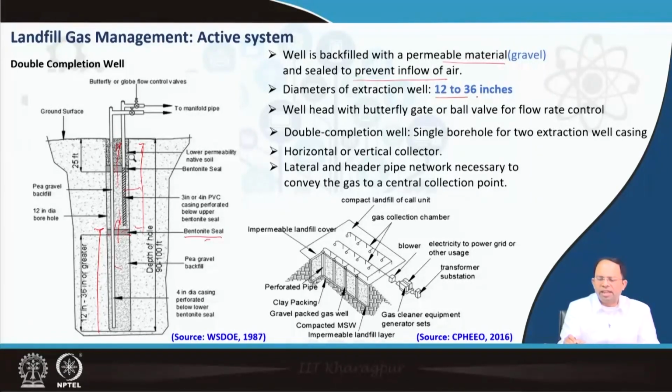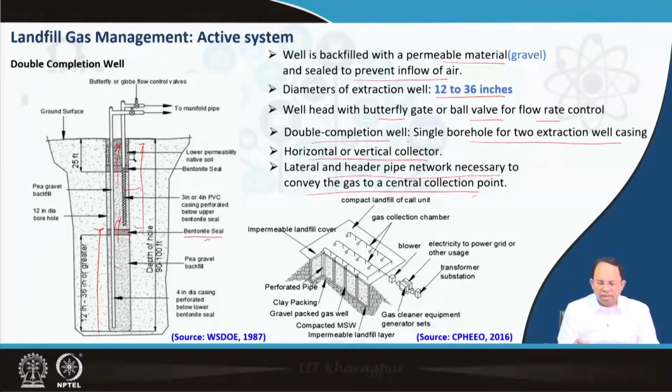Diameters of extraction wells range from 12 to 36 inches. The well head has a butterfly valve or a ball valve so that we can control the flow rate of gas. And there is the double completion well, where a single borehole can be utilized for two extraction well casings. So we can use the single well for these two pipes. It could have a horizontal or a vertical collector network of pipelines, lateral and header pipe network necessary to convey the gas to a central collection point.